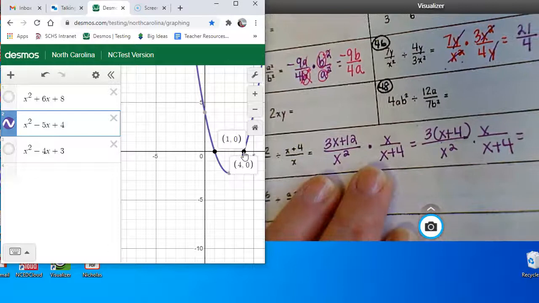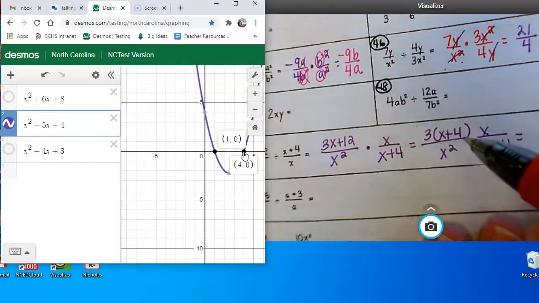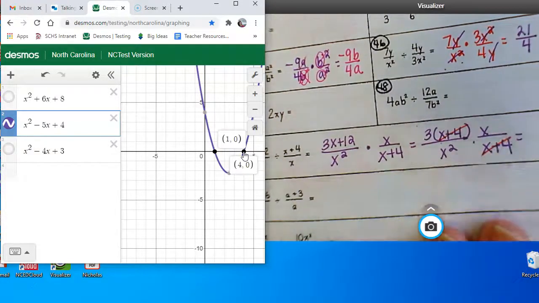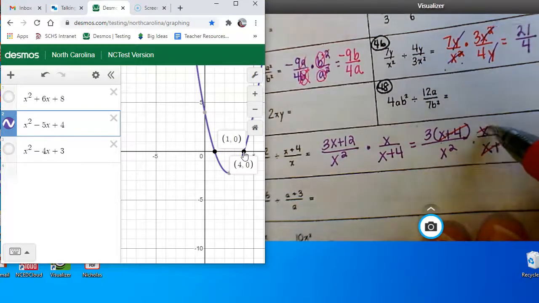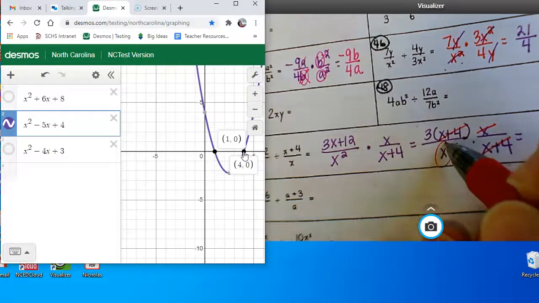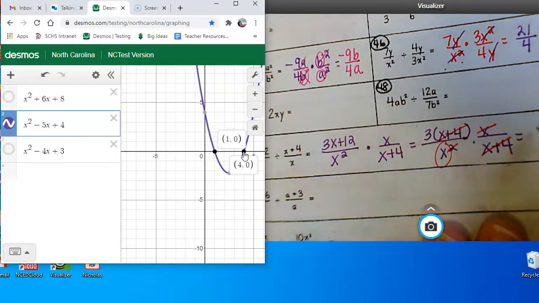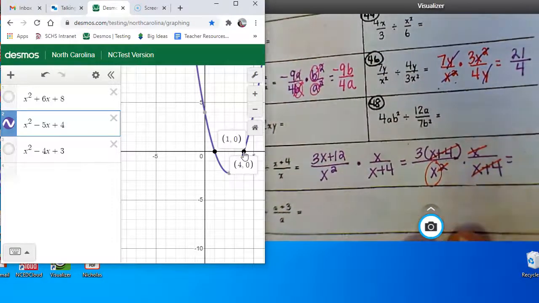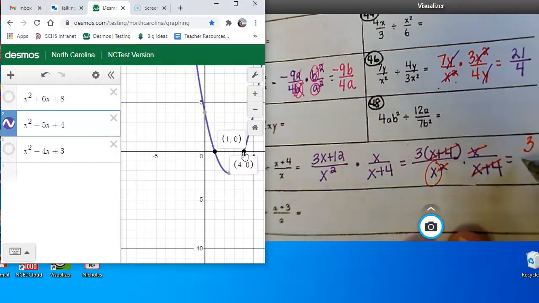Okay, and then I can get rid of things that I want to get rid of. For example, the x plus 4s will go away. One of these x's will go away, and I'm left with 1 on the bottom. So that means that what I have left for my final answer is 3 over x.